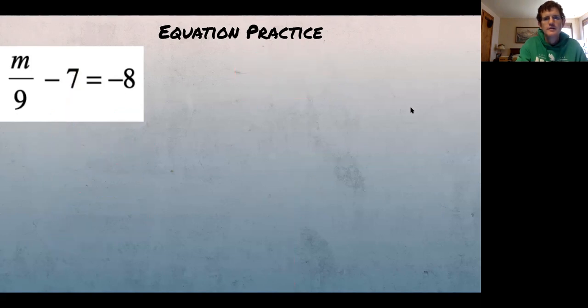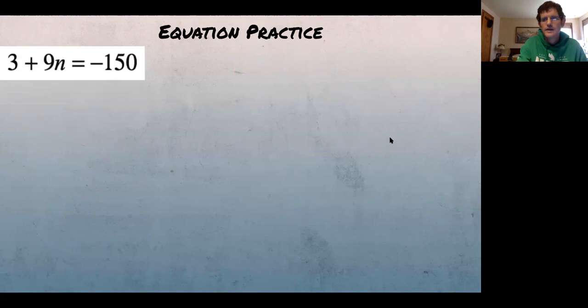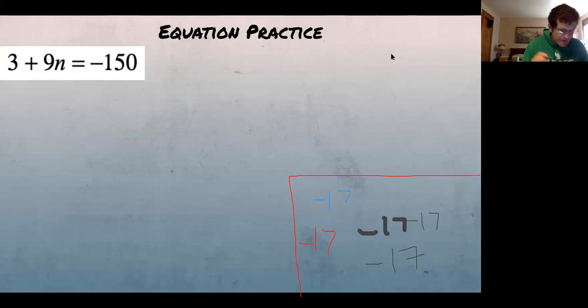All right. And your next problem, I think this is the second to last one. So the timer has started. Okay, so to start this problem off, there's really nothing different. Since we have 3 added, I'm going to subtract 3 away. So -3 leaves me with 9n equals -150 minus 3 is going to be -153. And at this point, I want to divide by 9.